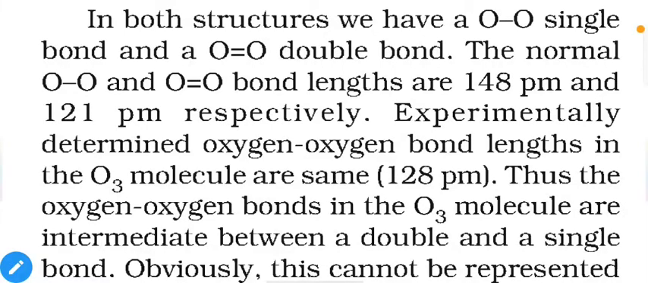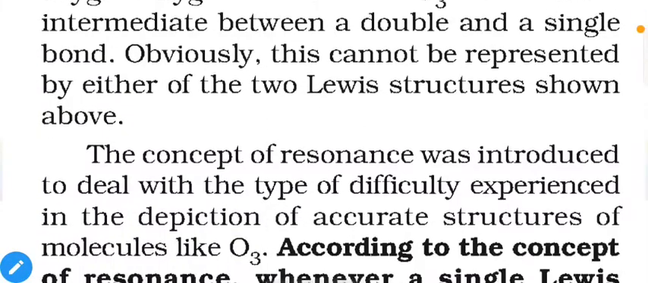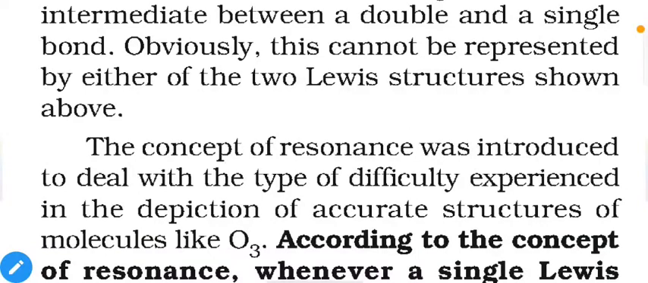Obviously these cannot be represented by either of the two Lewis structures shown above. We cannot represent a partial bond between two atoms using a Lewis structure, because this bond shows that they are in between. That means it is not a single bond or a double bond; it is between single and double bond. That's why the bond length is between the length of a single bond and a double bond. So we cannot represent this type of partial bonding using a Lewis structure.